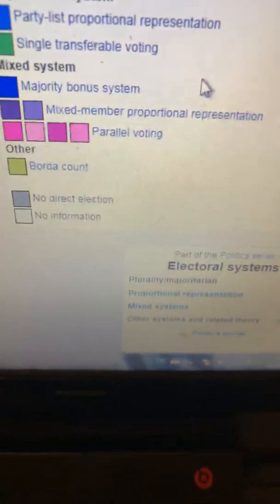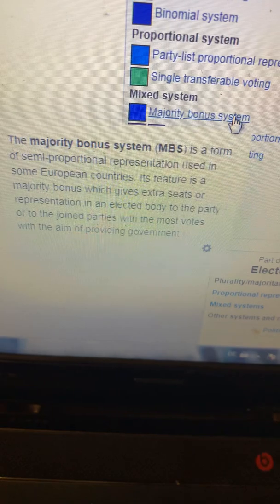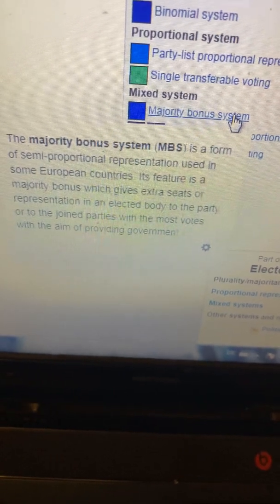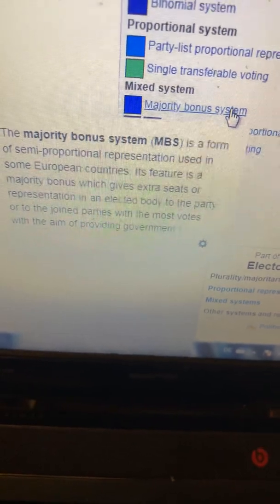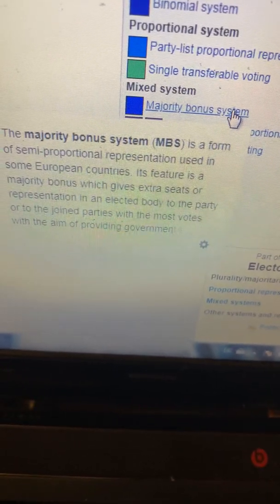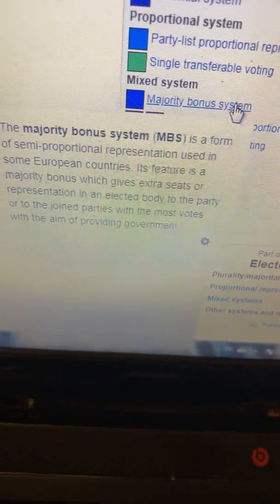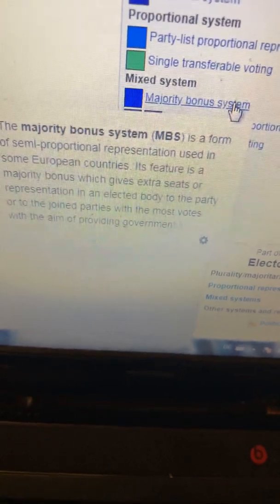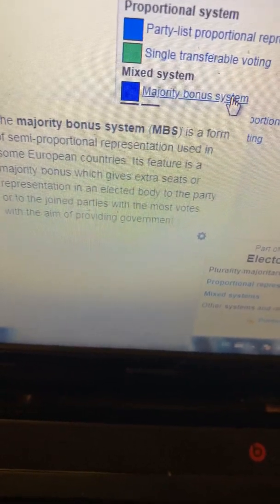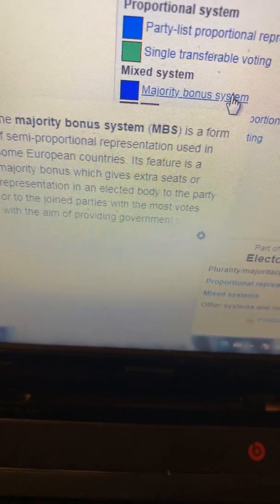In mixed systems, the majority bonus system, MBS, is a form of semi-proportional representation used in some European countries. Its feature is a majority bonus which gives extra seats or representation in an elected body to the party or to the joint parties with the most votes, with the aim of producing stable government.